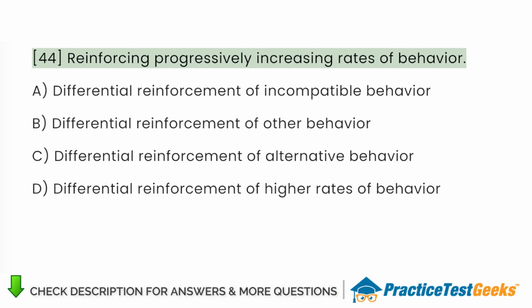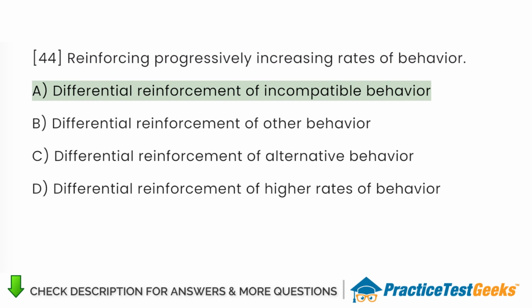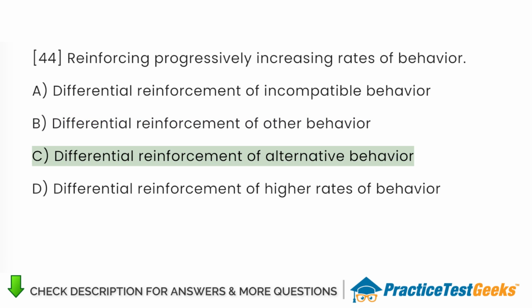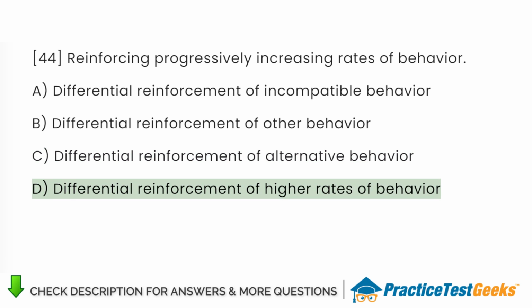Reinforcing progressively increasing rates of behavior. A. Differential reinforcement of incompatible behavior. B. Differential reinforcement of other behavior. C. Differential reinforcement of alternative behavior. D. Differential reinforcement of higher rates of behavior.